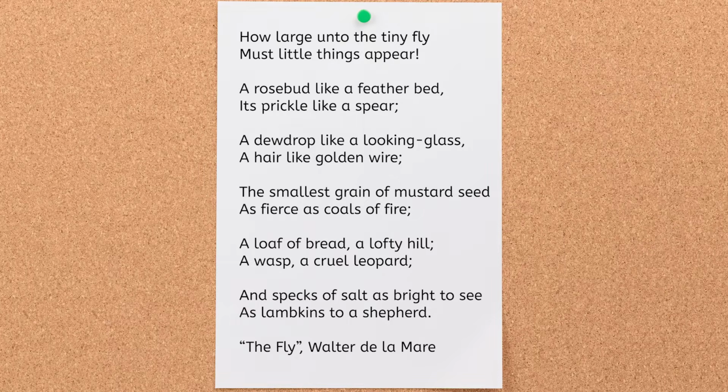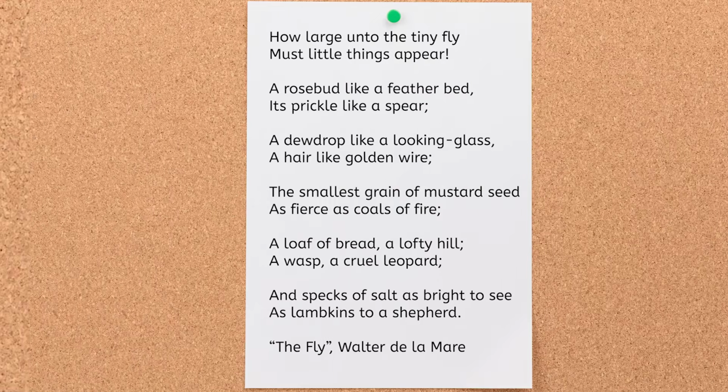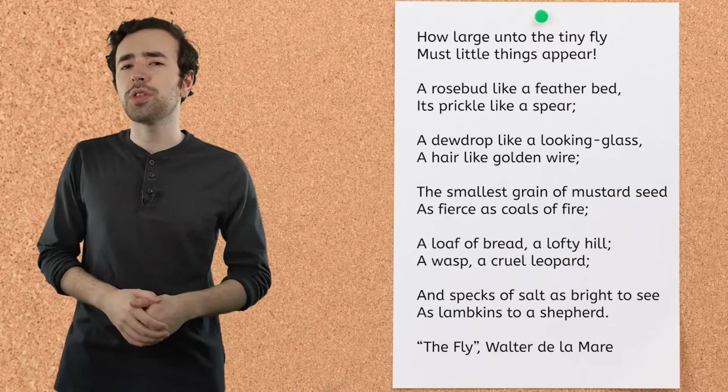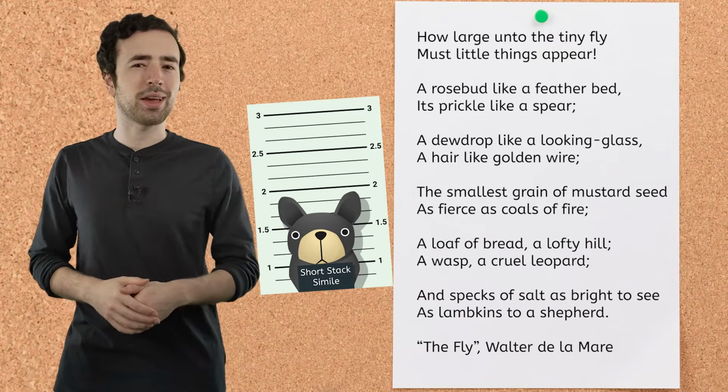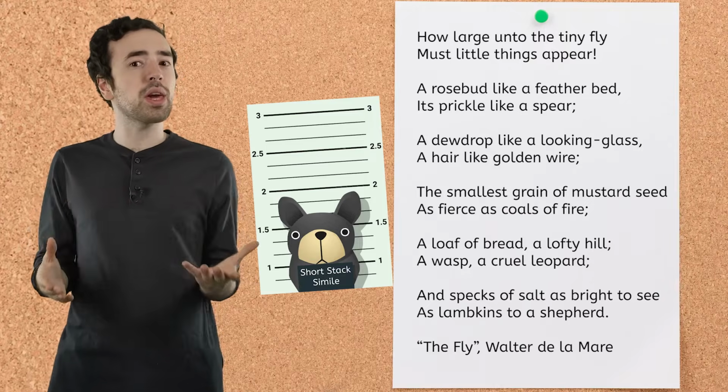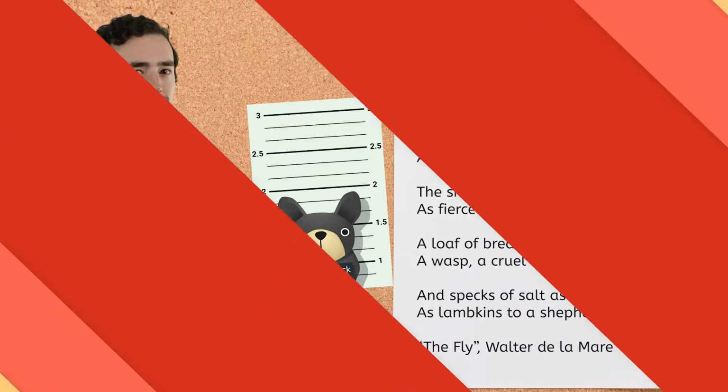This poem has various examples of simile. For example, a rosebud like a feather bed and the smallest grain of mustard seed as fierce as coals of fire are each examples of short stack simile's paw prints in this poem. What kind of message do you think short stack simile was trying to get across? What's the theme of this poem?